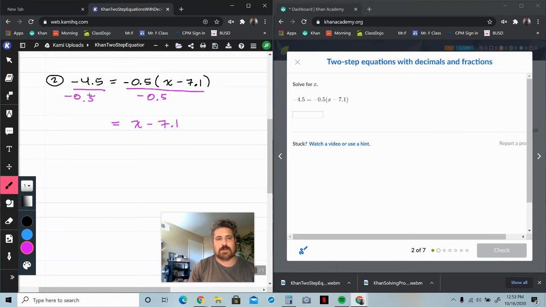And then over here, we can do this one pretty easily because 0.5 goes into 4.5 9 times. Because that's like 45 divided by 5. So that's going to be 9. And now it's a much simpler problem to work with. Now we can undo minus 7.1 by adding 7.1 to both sides. And what is 9 plus 7.1? 16.1. So that means the answer is just going to be 16.1.